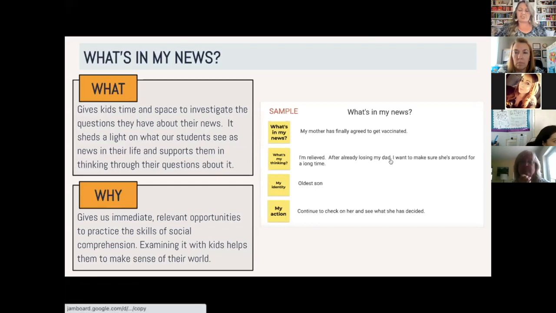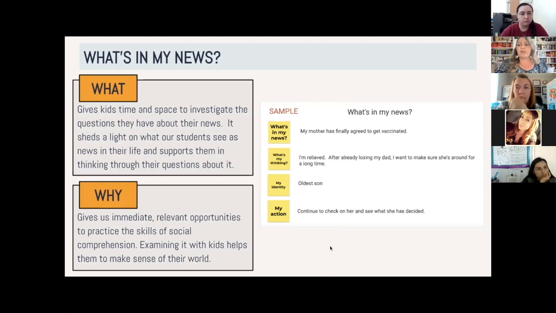So you can see here, it's a Jamboard. If I were to do this in class, I would have students just take a pen and, in their journals, draw four quadrants. It would look like this. So first of all, what's my news? What's in my news? Second, what's my thinking about that? Third, how does that connect to my identity? And fourth, what's my action? What am I going to do about that? Or am I going to do anything about that?